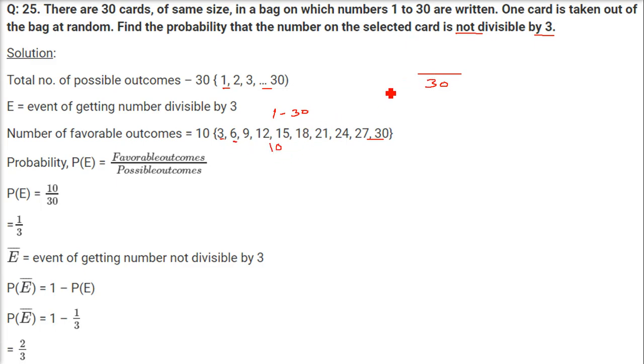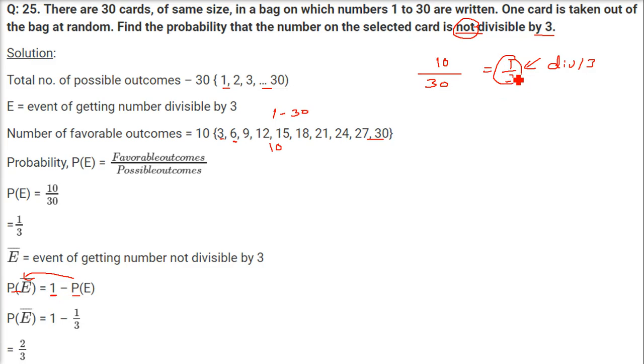So 10 are the favorable outcomes, and 30 are the possible outcomes, which are the 30 cards. So 10 by 30, that is 1 by 3, is the probability of getting a number divisible by 3. But we need to find not divisible by 3. So we know that the probability of having it and not having it, if you add them, is going to come to 1.